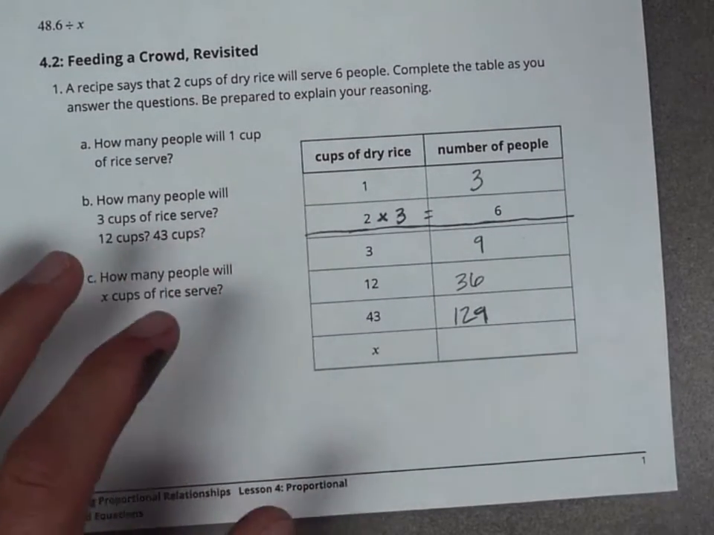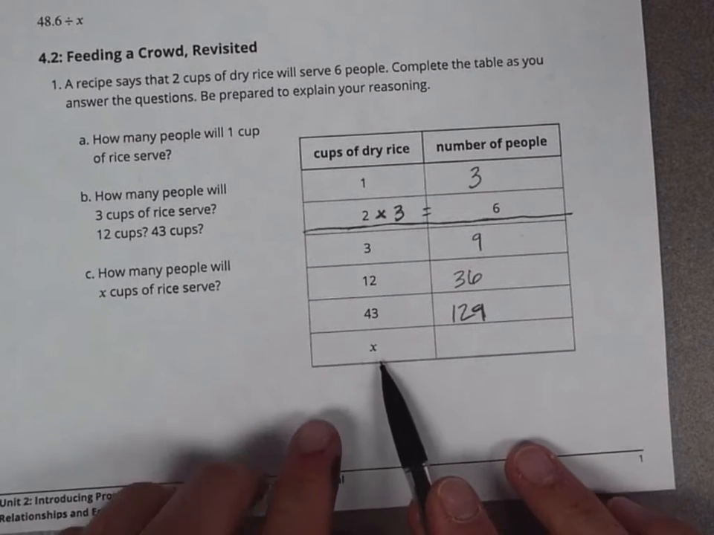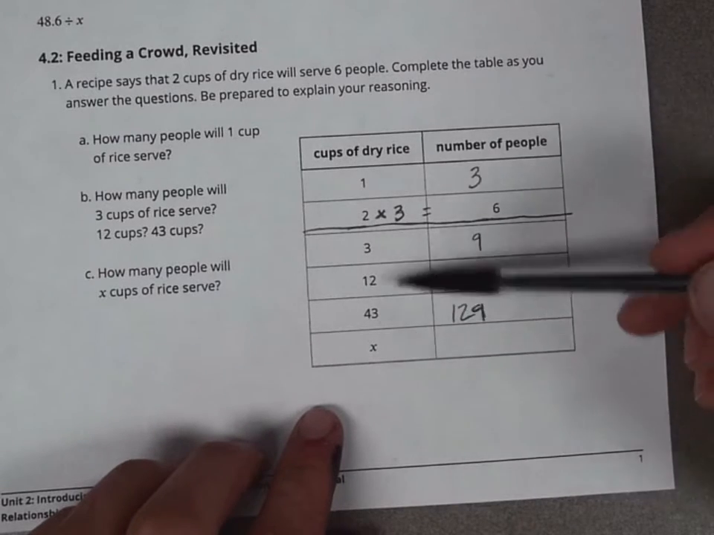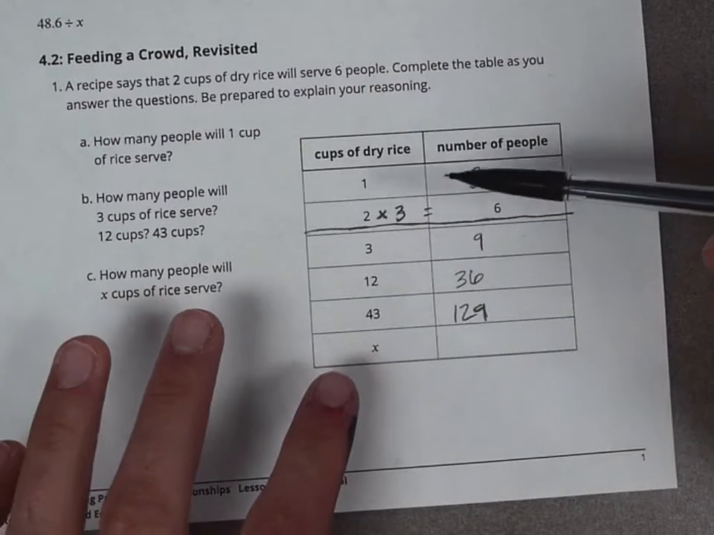All right, and then X, if I have X numbers. So this one is kind of difficult because people are thinking, well, what does X represent? Well, whenever you have a letter in math, it represents all numbers, or any number, really. So X in this circumstance is going to represent any number of cups of dry rice. But we follow the exact same pattern.